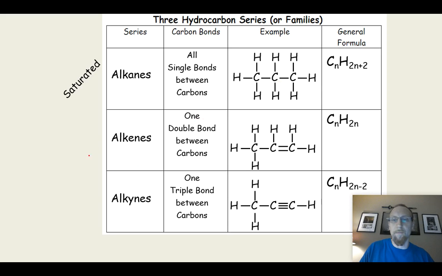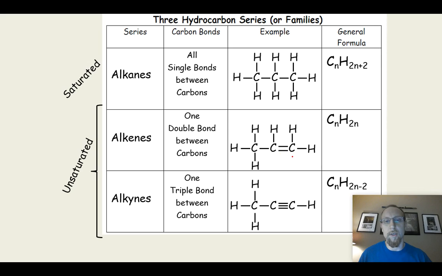So write that in on your table here. The alkenes and the alkynes we call unsaturated because they can hold more H's. We can break these double bonds and triple bonds and add in more hydrogen. So they're not full. So they're unsaturated. Just like an unsaturated solution is not full of solute, we can add more. We can add more hydrogens to an unsaturated hydrocarbon.